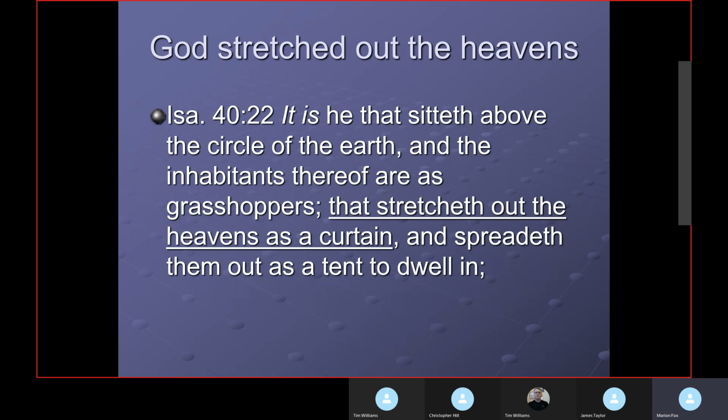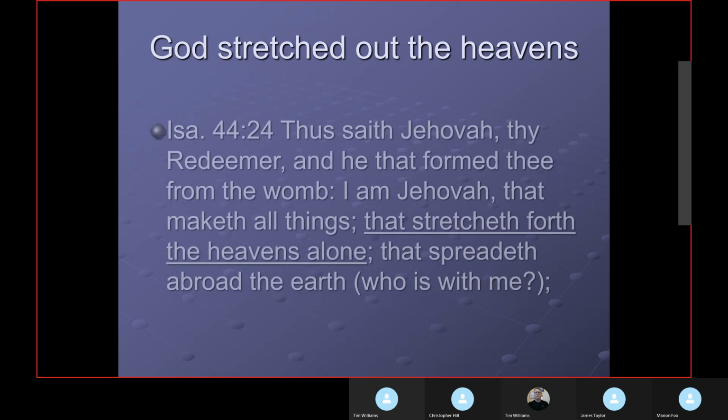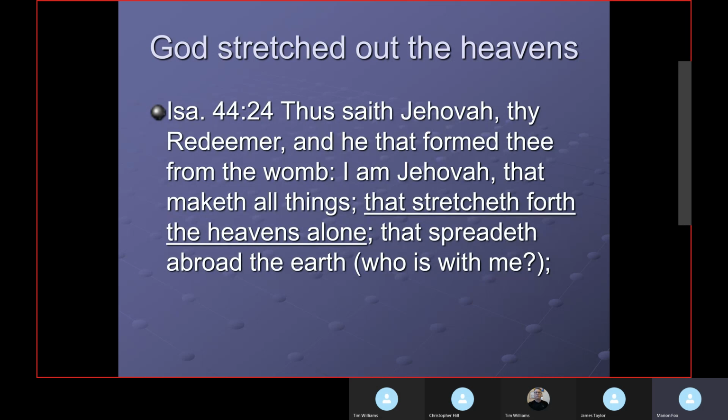Now in Isaiah 40:22, it is he that sitteth above the circle of the earth, and the heavens thereof are as grasshoppers, and stretcheth out the heavens as a curtain, and spreadeth them out as a tent to dwell in. Again, we have the heavens being stretched out. Isaiah 44:24. You may say I'm using a little overkill here, but I just want to show you how much it's found in the Bible.